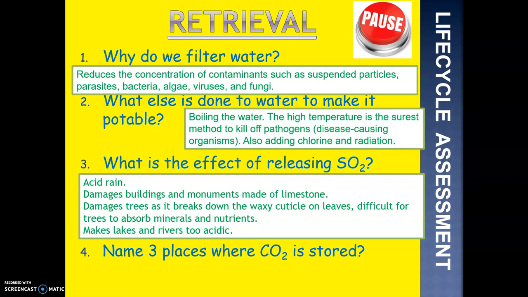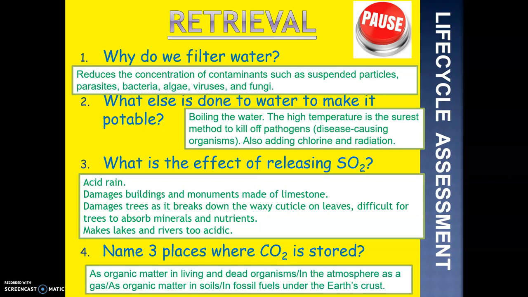And then 4th question, name 3 places where CO2 is stored. So there are carbon stores as organic matter in living and dead organisms, so any organisms. In the atmosphere as a gas, so it's carbon dioxide, of course, that we breathe out and plants use for photosynthesis. And as organic matter in soils, so found in soils, and then in fossil fuels under the Earth's crust, often stored as crude oil or natural gas. So give yourself a mark out of 4 overall for that. Excellent if you got 4. 3, well done. 2 and below, let's just add in the corrections there.